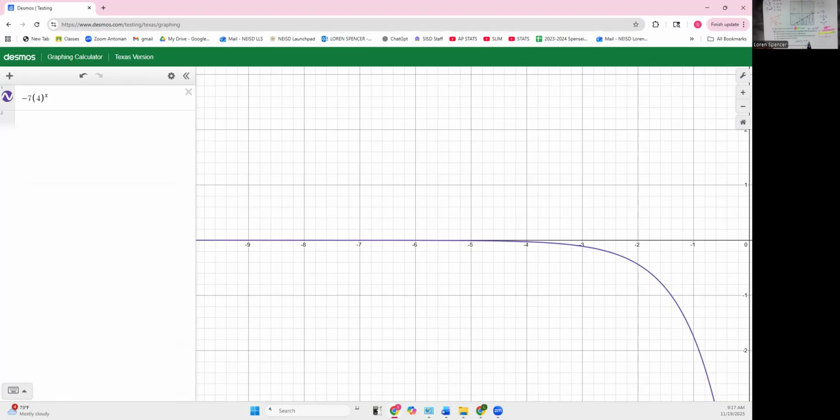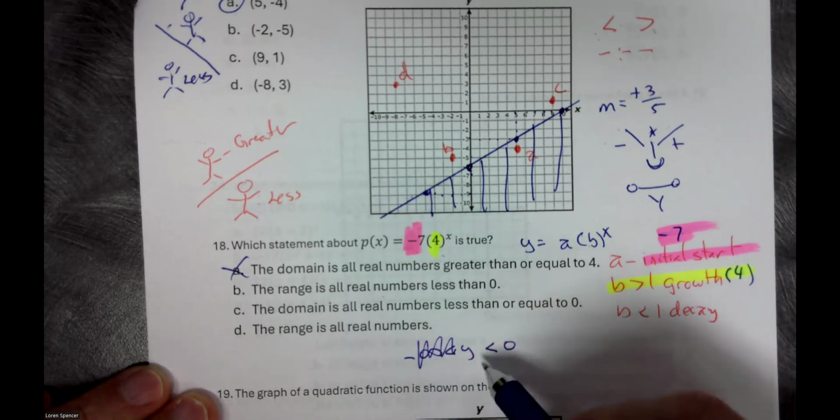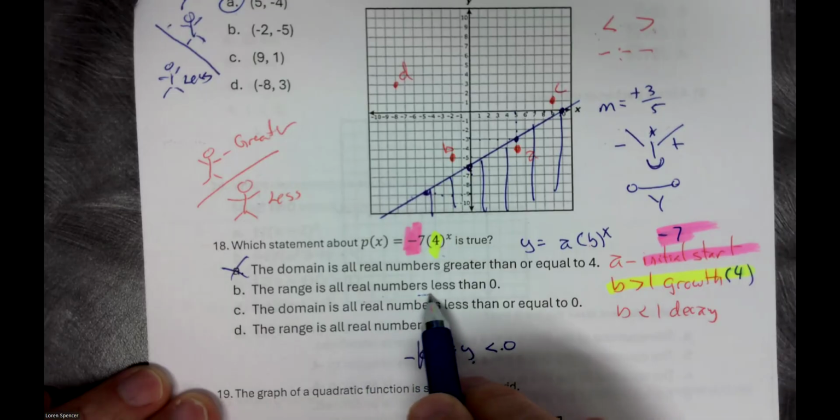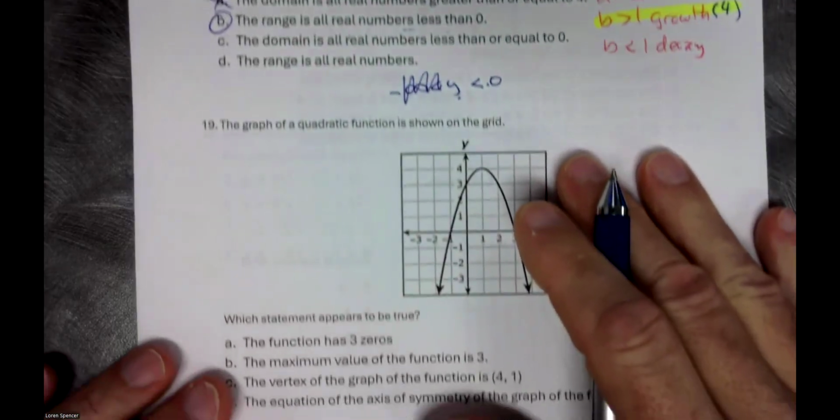So if I were to write this out, and I just did it on a paper, and I'm going to show you that in a second, this is what it would look like. Negative infinity, less than y, less than zero. We don't include this part, so y is less than zero. All real numbers less than zero. So our best answer choice to 18 is B.